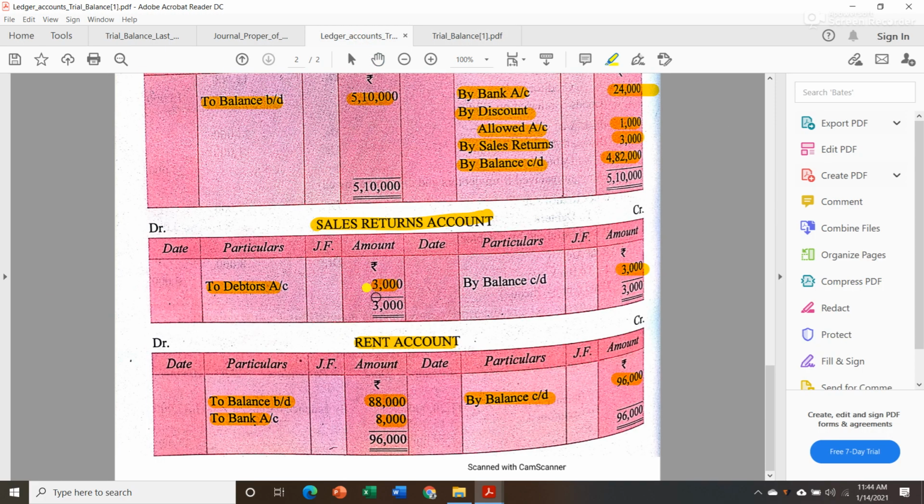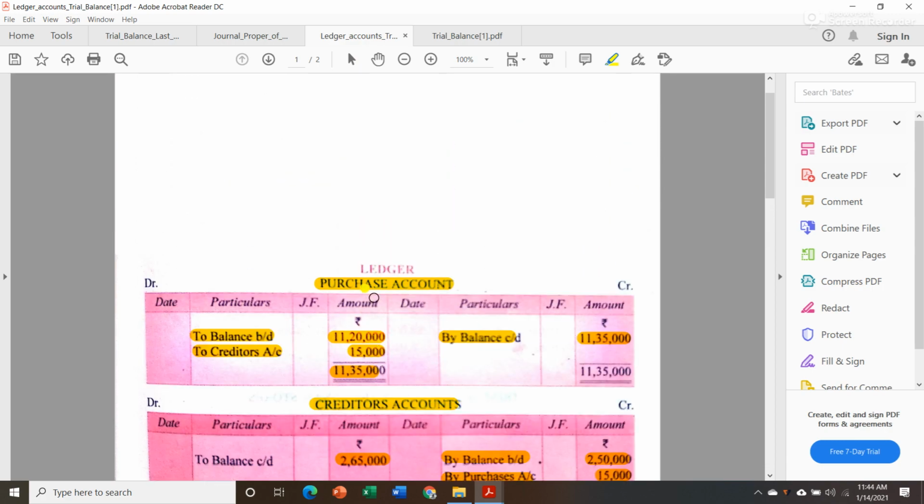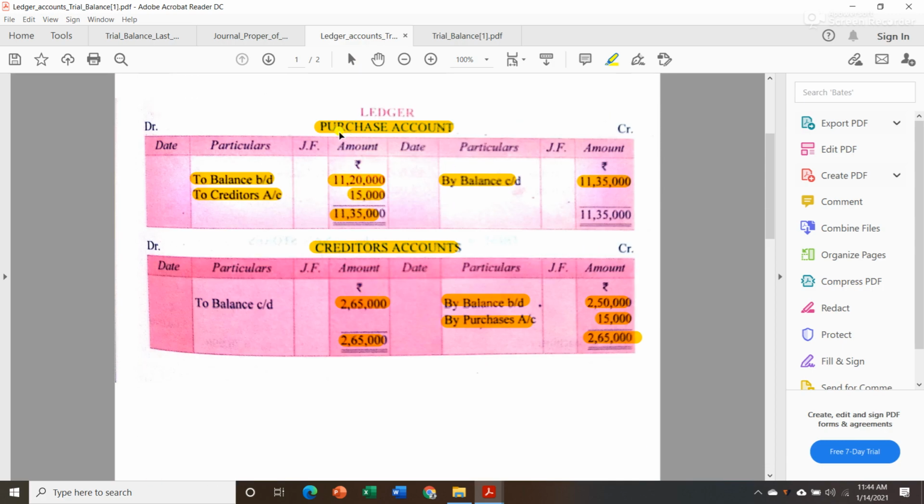Now you see, we prepared some ledger accounts. So first, we can post these ledger account balances in the trial balance. It will be a little bit easy for you. Now let us see. First we have the purchase account, and its balance carried down is showing on the credit side. That means it will have a debit balance of rupees 11,35,000.